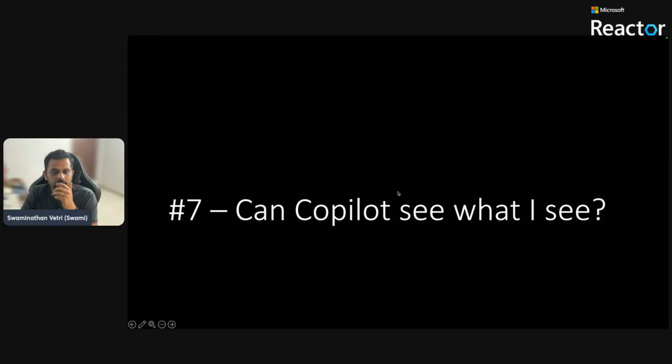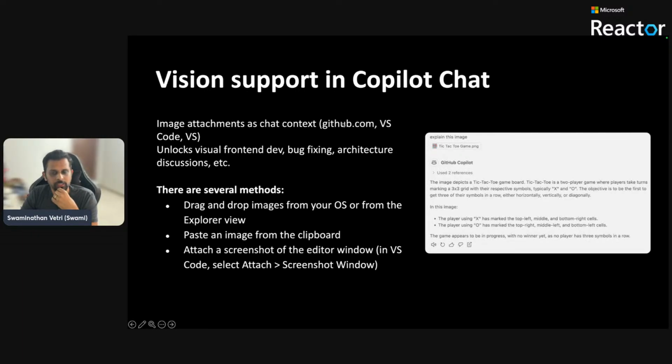Okay, that's fine. So I think all that we've been doing is by typing in prompts, right? So the question is, can Copilot see what I see? Let's say I have a screenshot and I want to explain what is in that image, can I do it? Or I want to implement a UI, and can I give my UI screenshot to it, and can it implement it? That exactly is very much possible. There is vision support in Copilot Chat, so you can add image attachments as chat context. It can be on github.com, VS Code, or Visual Studio. Especially for front-end devs, it's going to be very helpful.